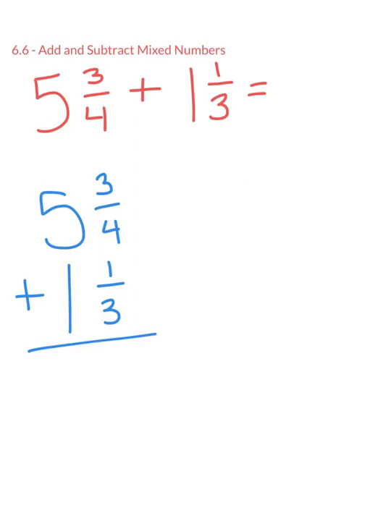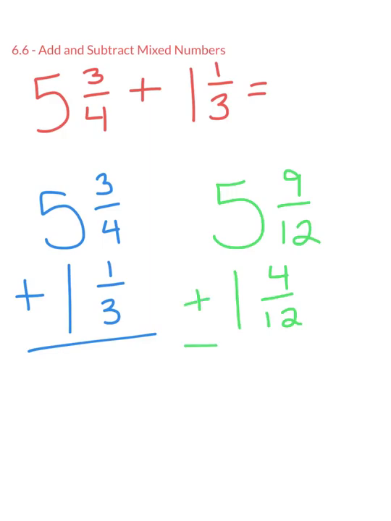So 5 and 3/4 is equal to 5 and 9/12. And 1 and 1/3 is equal to 1 and 4/12. Again, if you need practice finding common denominators, go back and look at that video. All right, so 9/12 plus 4/12 is 13/12. And 5 plus 1 is 6. So the answer I get is 6 and 13/12.